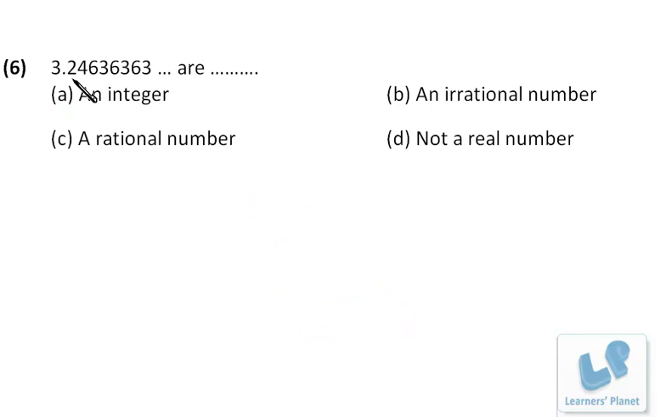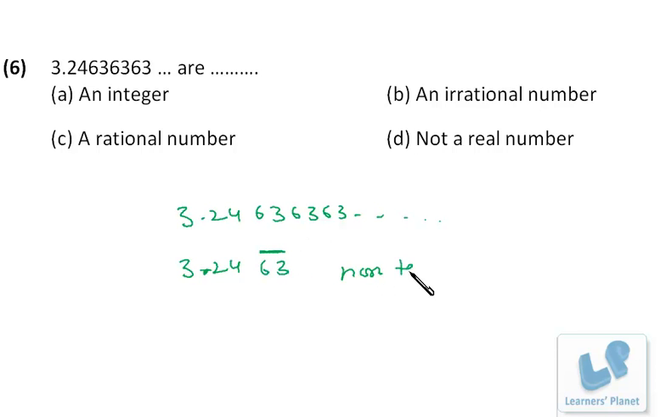Now let's take this. 3.24636363 and so on. Now definitely it's not a terminating number. Decimals are given, so it's 3.24. But we can observe that 636363 is being repeated. So we can write it like this: 3.2463 bar. That means 63 is repeated for an infinite number of times, right? So it's non-terminating but a repeating decimal, right? Non-terminating but repeating.